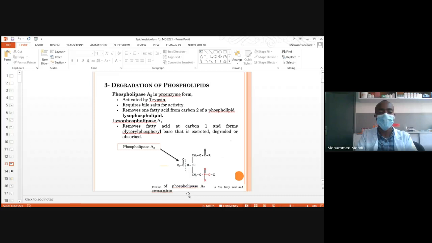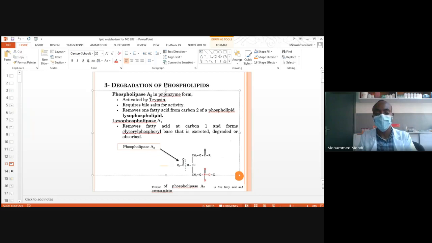The third enzyme is called phospholipase A2. Phospholipase A2 is formed or released as a proenzyme. Proenzyme means inactive. Enzymes are secreted or released into the small intestine. Another name for this proenzyme is zymogen. The term zymogen you have learned, I think, before during protein digestion or carbohydrate digestion.